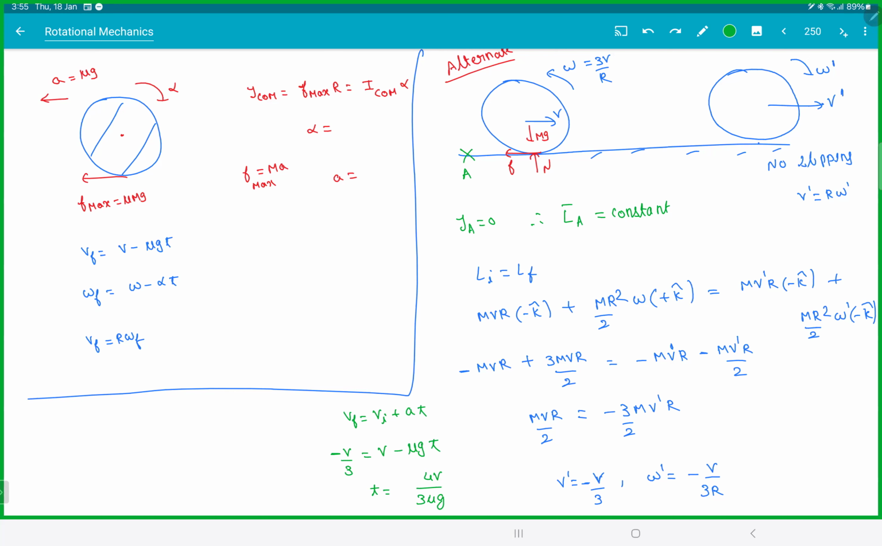What was alpha? Sir, 2 mu g by r. Mu m g r or m r square by 2. Yes, 2 mu g by r. This guy will be v minus mu g t. This guy would be omega minus 2 mu g by r t. If I substitute here, I get v minus mu g t is r omega minus 2 mu g t. R omega is how much? 3v. Did I mess up some calculation anywhere?